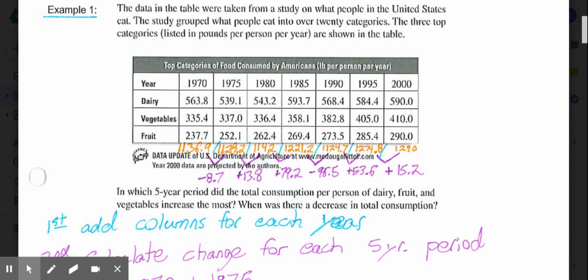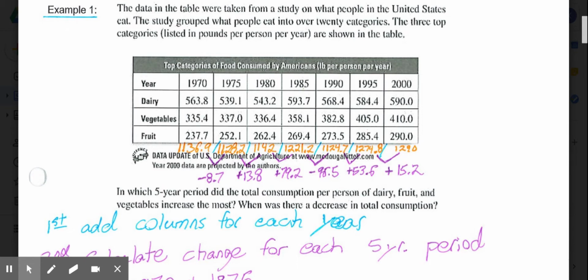So our first question based on this table is, in which 5-year period did the total consumption per person of dairy, fruits, and vegetables increase the most? And then the second question is, when was there a decrease in total consumption?